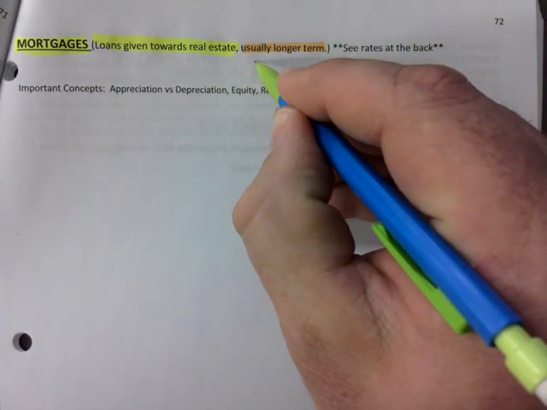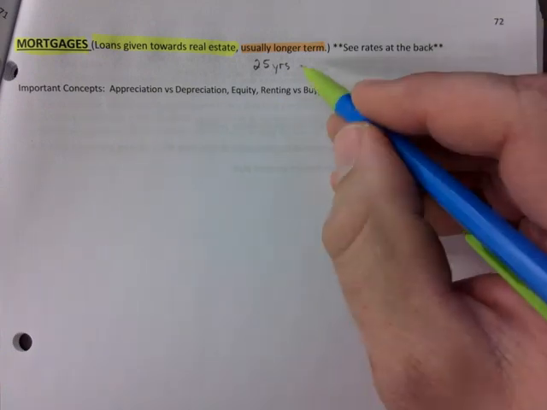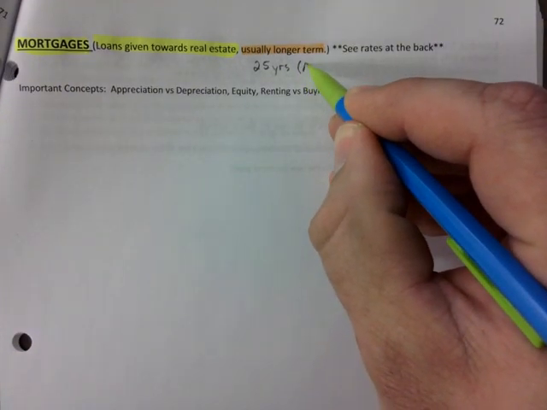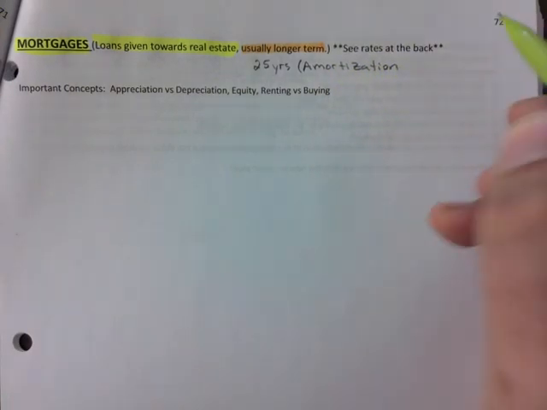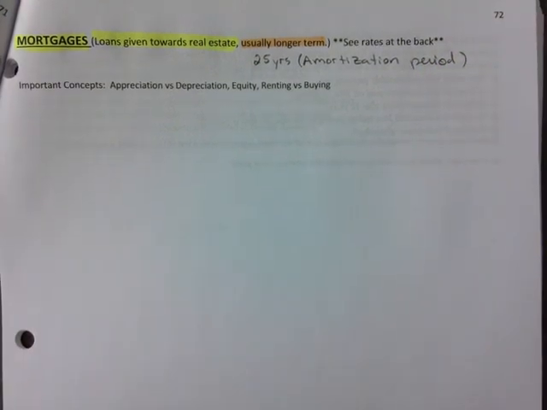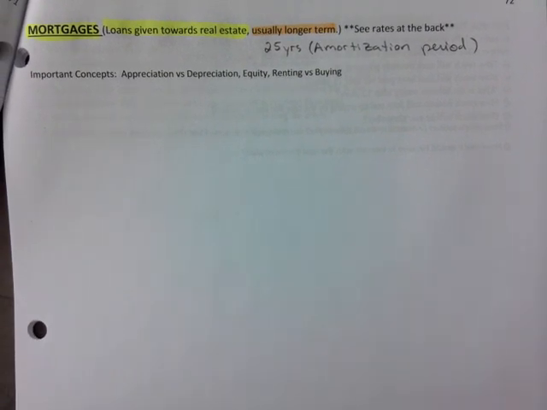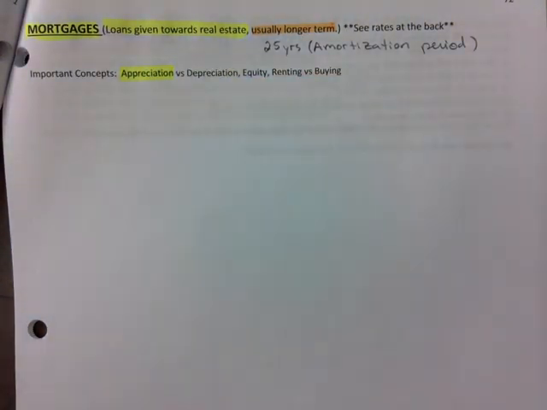So 25 years is a very common term or amortization. Maybe I should say that this is the amortization period, so you're not scared of it. So amortization is just how long it will take you to pay it off. And this is the main reason why the banks allow you to take a longer term, is that houses, for the most part, appreciate. Okay.